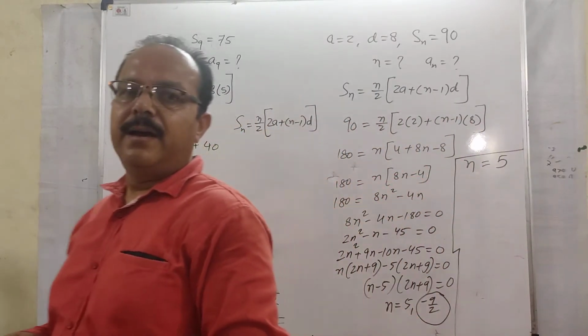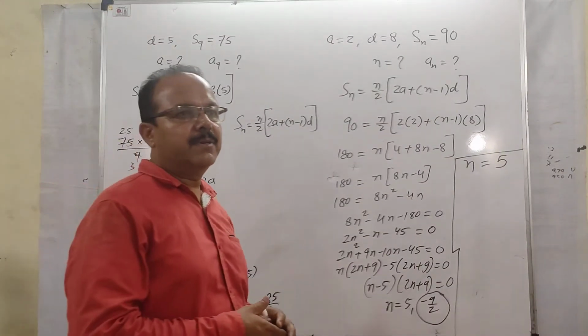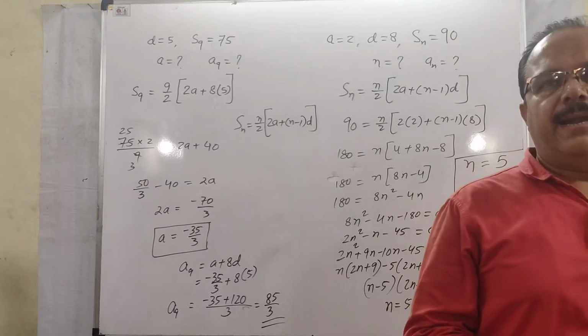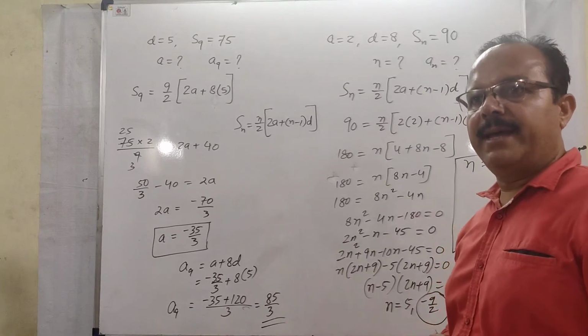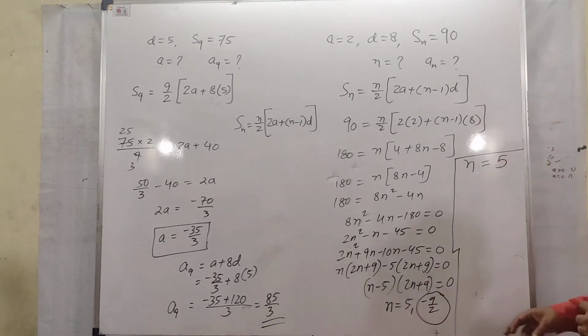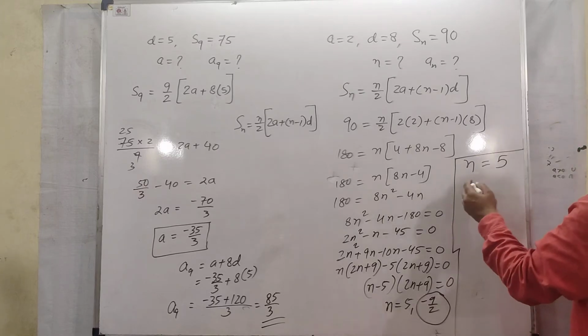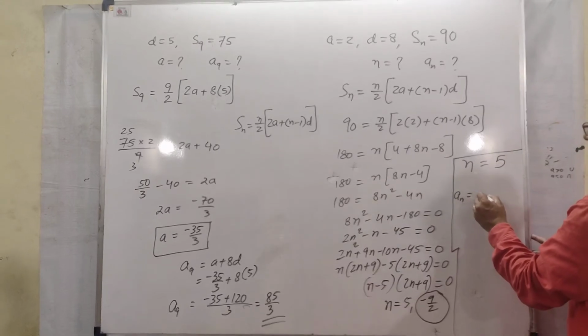n जो है काउंट करता है टर्म को, फर्स्ट टर्म, सेकंड टर्म. n जो होता है n टर्म होता है, तो n जो है वो काउंट करता है टर्म को, वो कभी भी फ्रैक्शन में या नेगेटिव नहीं हो सकता. इसीलिए यहां पर ये वैल्यू को हम रिजेक्ट करेंगे. n 5 है तो an क्या हो जाएगा?